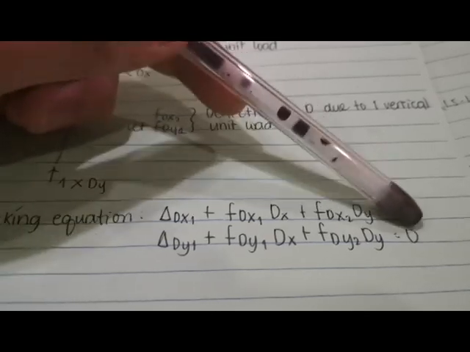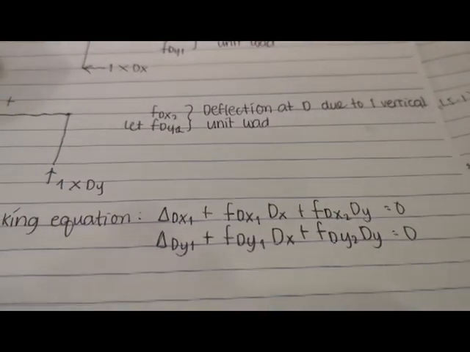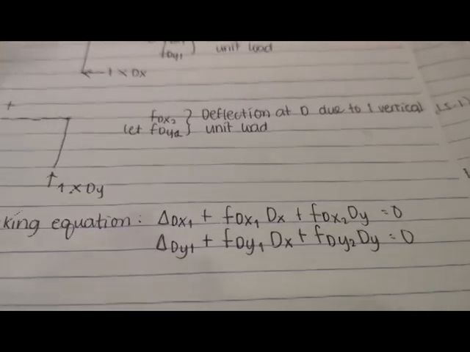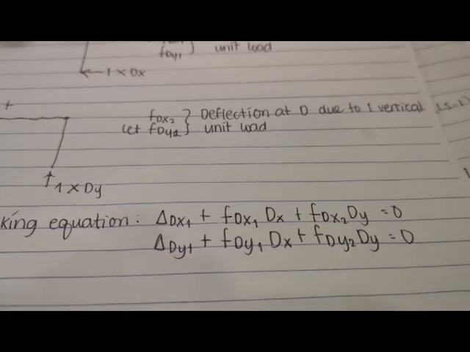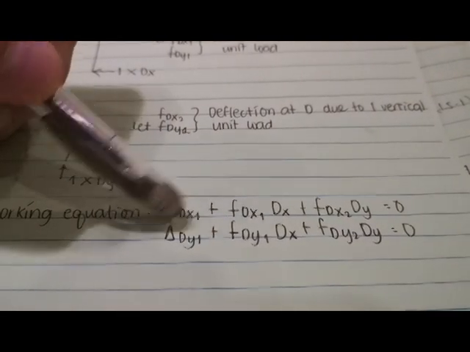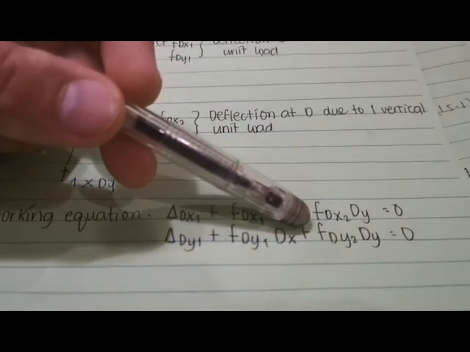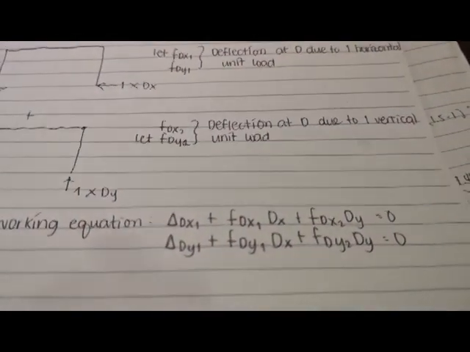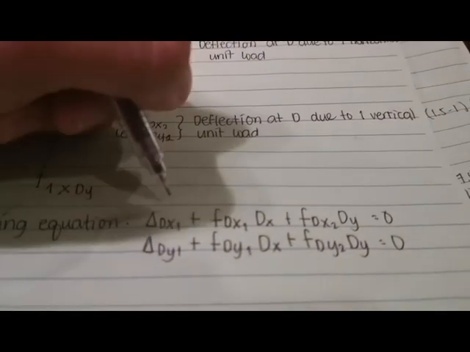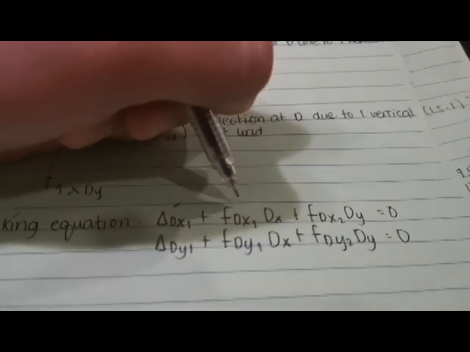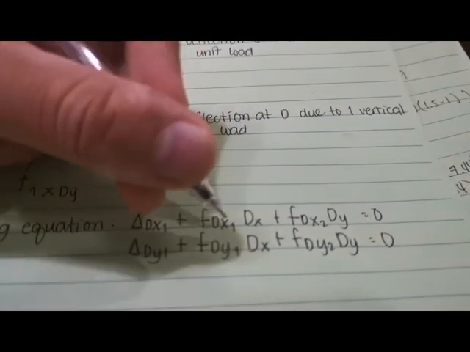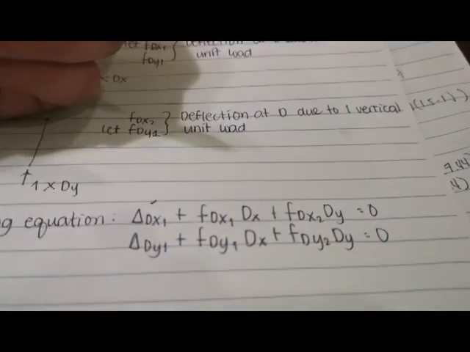The 0 at the end just means that there will be no resulting deflection. Ibig sabihin, pag in-add ko lahat ng deflection, magka-cancel out lang siya. And delta dy1 plus fdy1 dx plus fdy2 dy will be equal to 0. And we're just going to apply the principles we've learned from theory 1 to determine the delta dx1, fdx1, fdx2, delta dy1, fdy1, and fdy2.